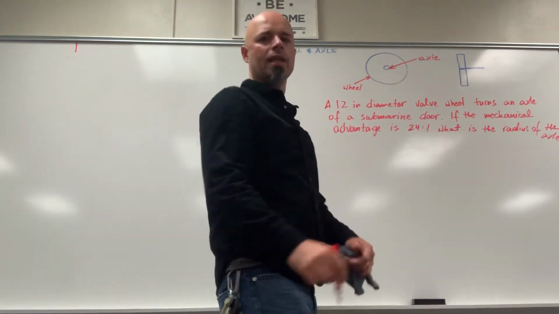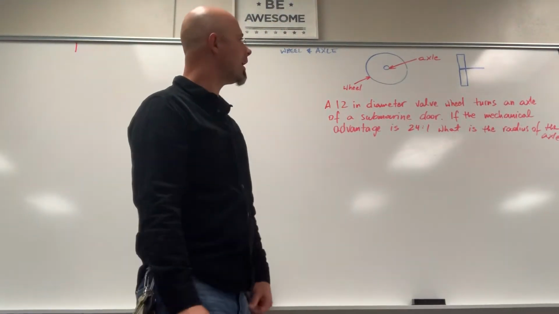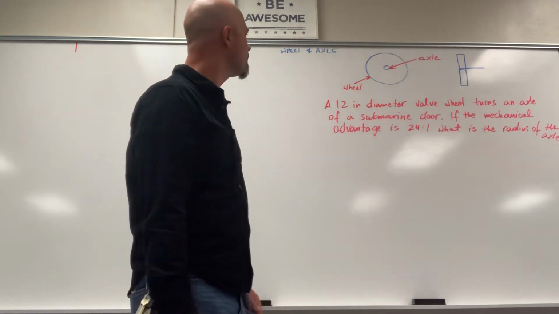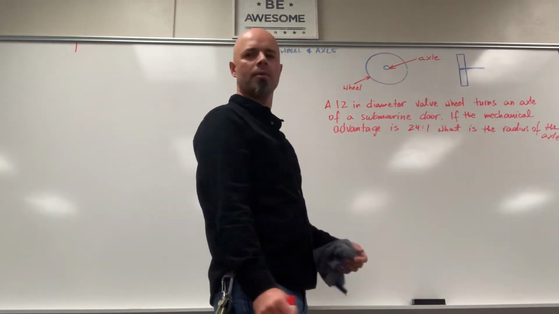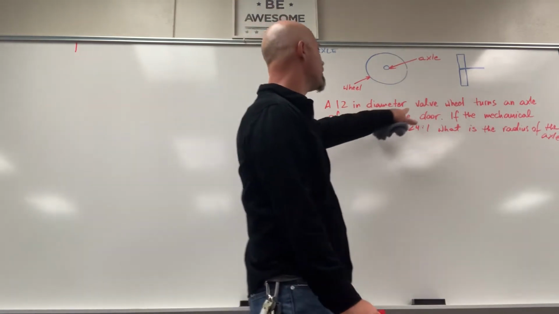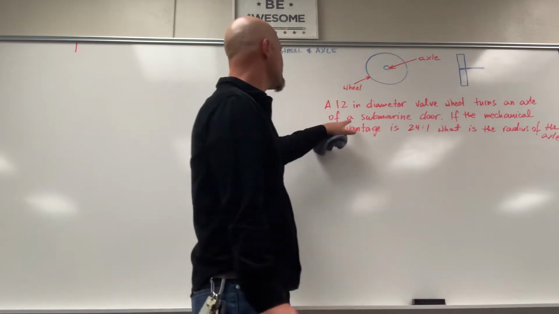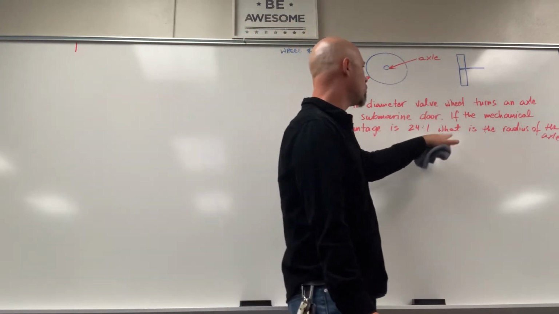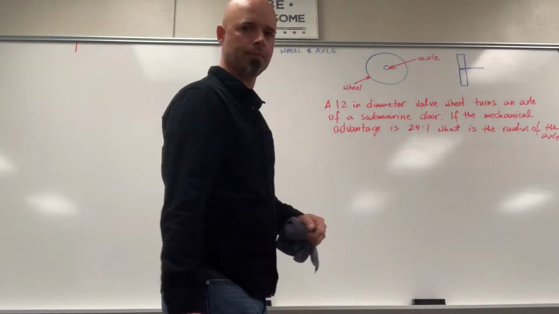Hey guys, let's do a problem example that is a little bit challenging, but nothing too terrible. So I made this problem up. I don't know if it's real or not, but a 12-inch diameter valve wheel turns an axle of a submarine door. If the mechanical advantage is 24-1, what is the radius of the axle?